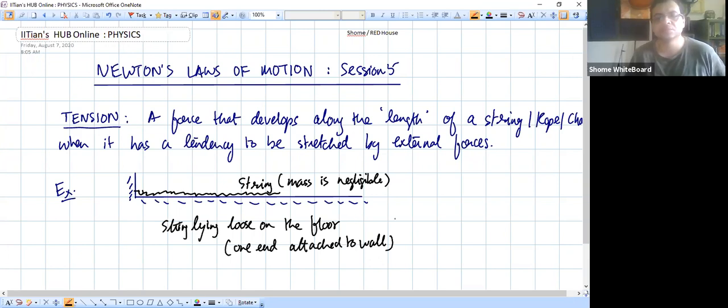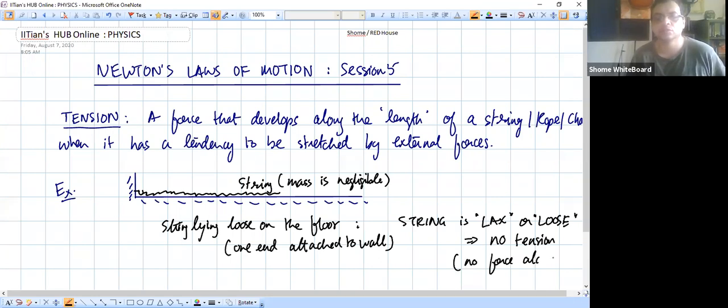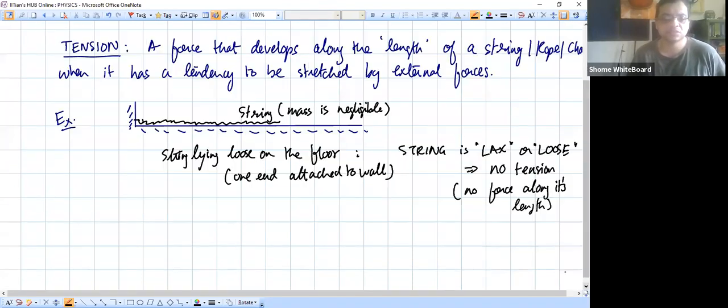So in this case, what is happening? We say that the string is lax or loose. So that implies that there is no tension. That means there is no force along its length. There's no type of internal force along its length.